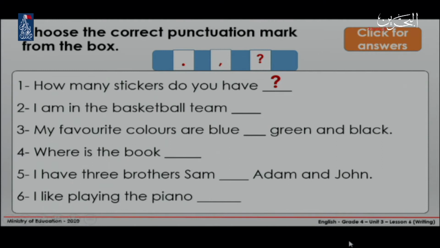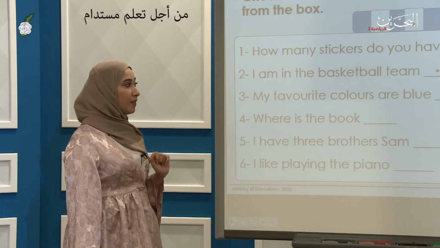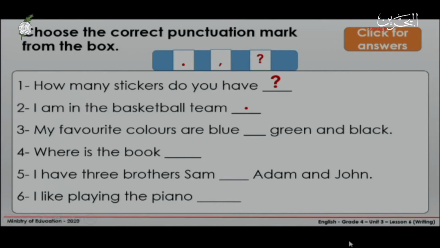Let's see number 2. I am in the basketball team. What should we use at the end? A question mark, a period, or a comma? It's at the end, and this is a sentence. Good, we use a period. Number 3. My favorite colors are blue, green, and black. So what should I use here after blue? Good, we use a comma, because here we have a list of items.